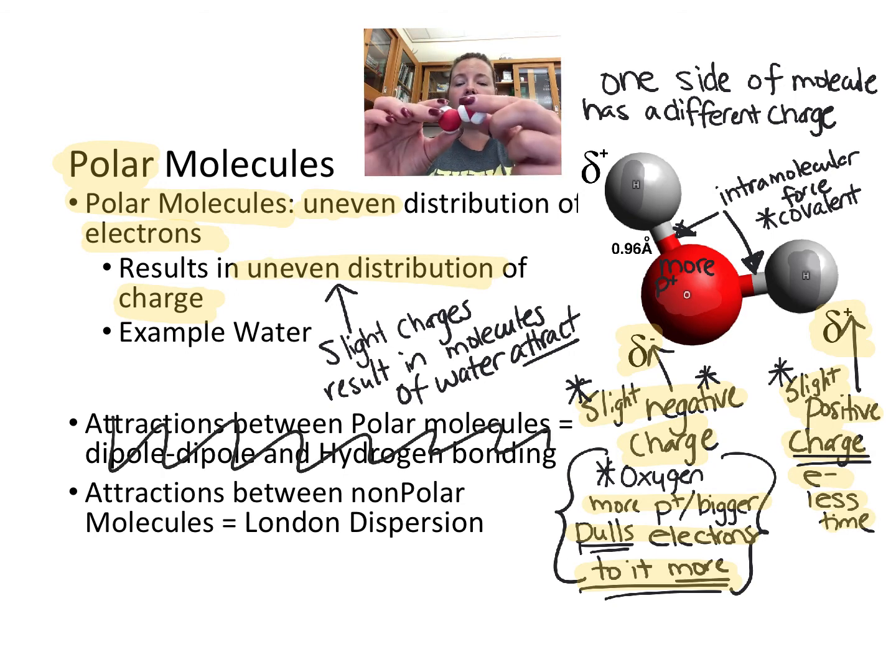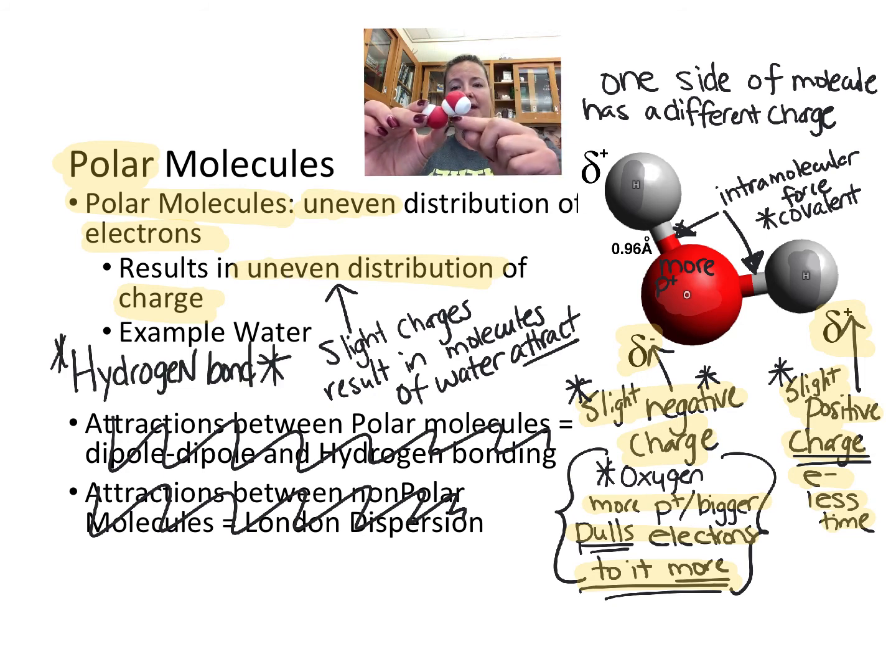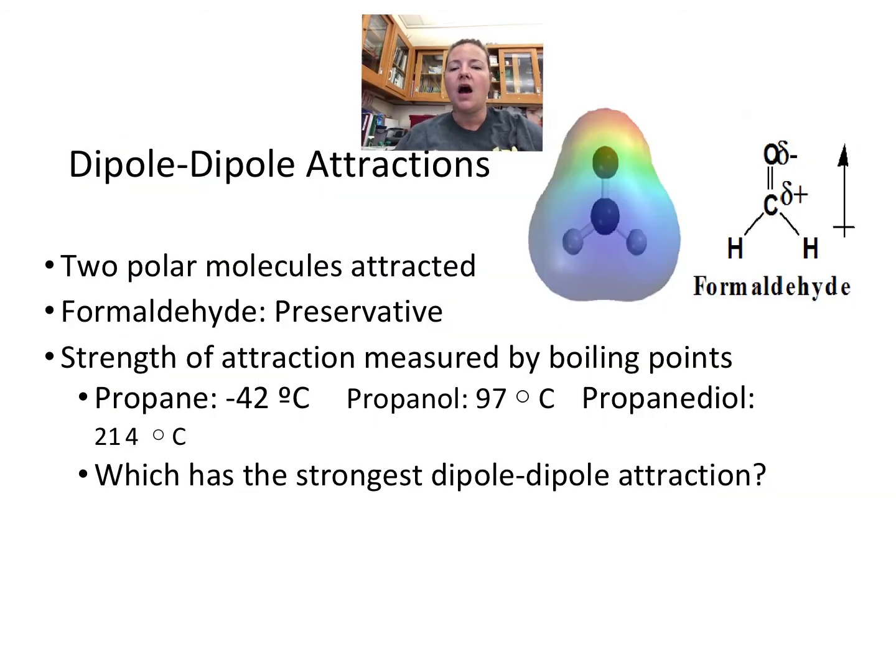And so this is called a hydrogen bond that forms right here. Again, it is a weak intermolecular force between them that is a result of having two polar molecules. Another type of intermolecular forces are dipole-dipole attractions.